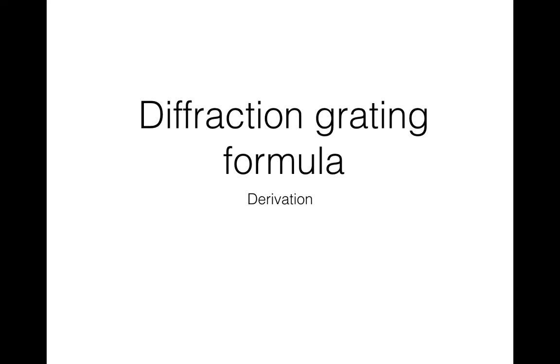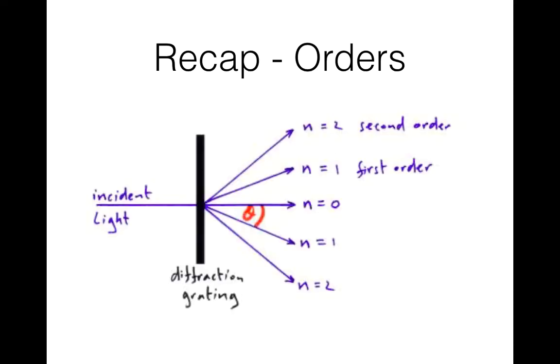Here is the derivation for the diffraction grating formula. We start with just a general diagram of incident light hitting a diffraction grating. Each of the slits in the diffraction grating allows the light to diffract. They behave as coherent sources, and the coherent sources interfere with one another and form an interference pattern.